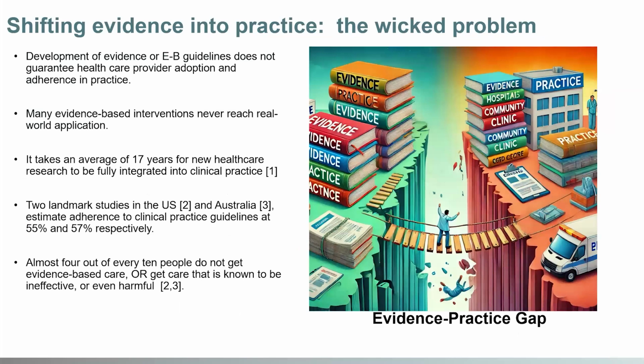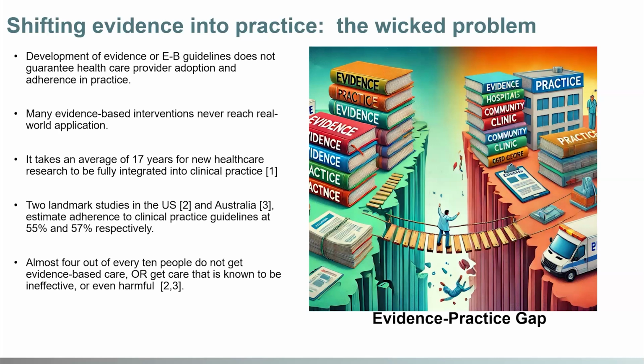I wanted to find a diagram, and I had a very long argument with ChatGPT about the diagram that I wanted. This is not quite the diagram, but close enough to it, to try and show the evidence practice gap. I know there are other ones around, but I thought I'd try and be creative with some Gen AI. It took a lot longer than I'd anticipated.